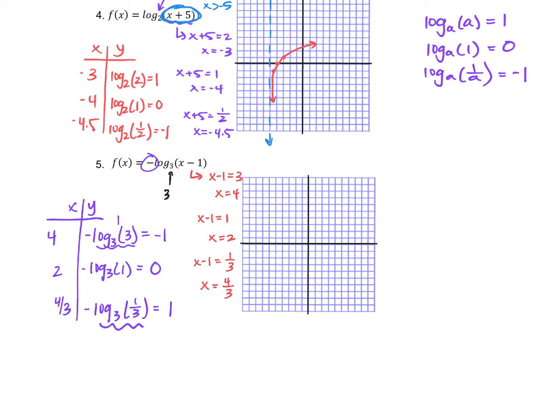Plotting these points, 4, -1, 2, 0, 4/3, 1 is going to be about here. My asymptote again is going to be vertical. Taking a look at my argument, x minus 1 has to be greater than 0, so that means x has to be greater than 1. So my asymptote is going to be at x equals 1.